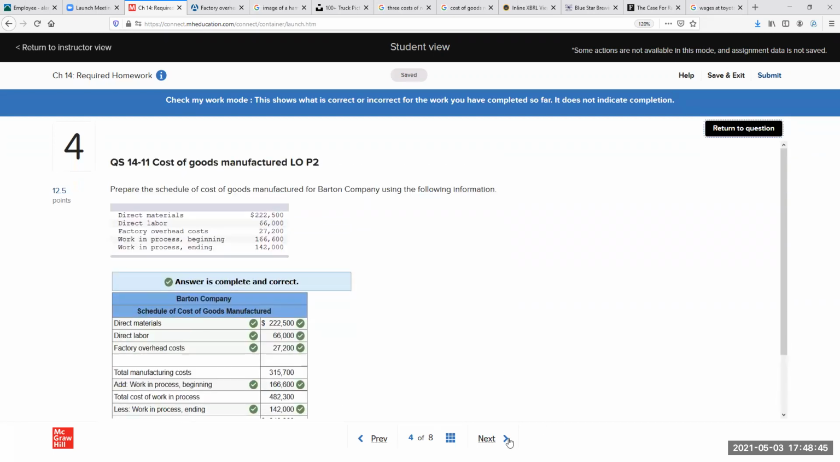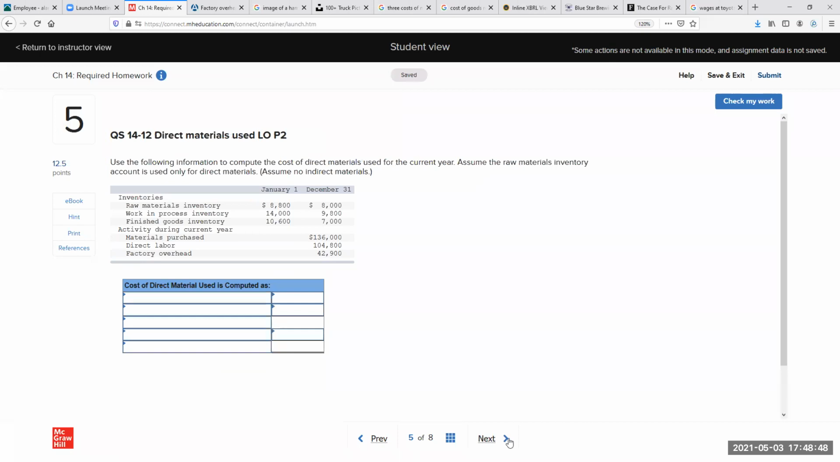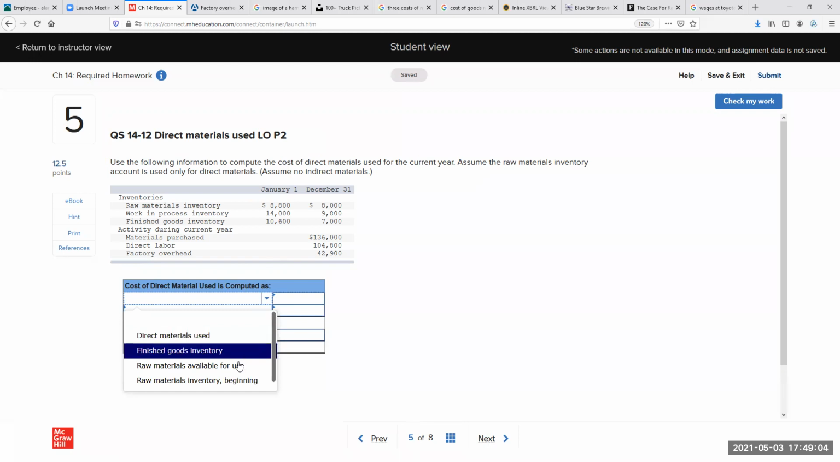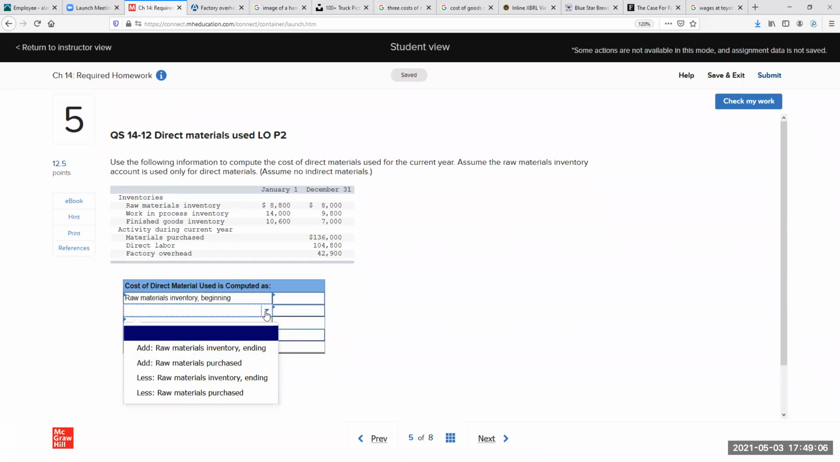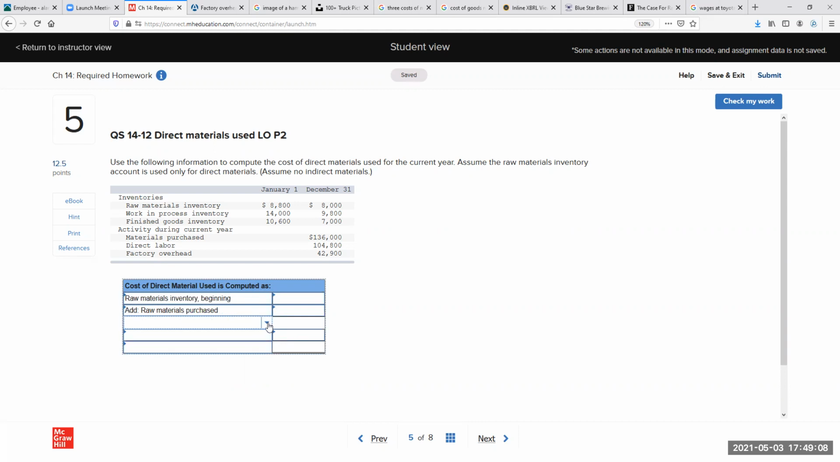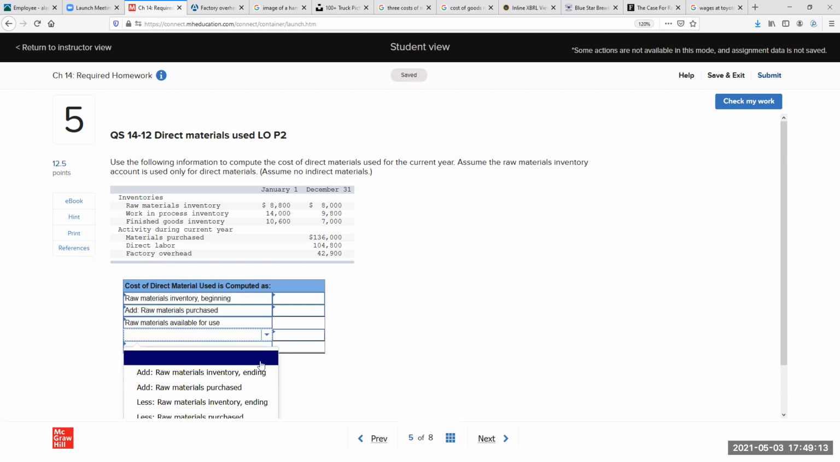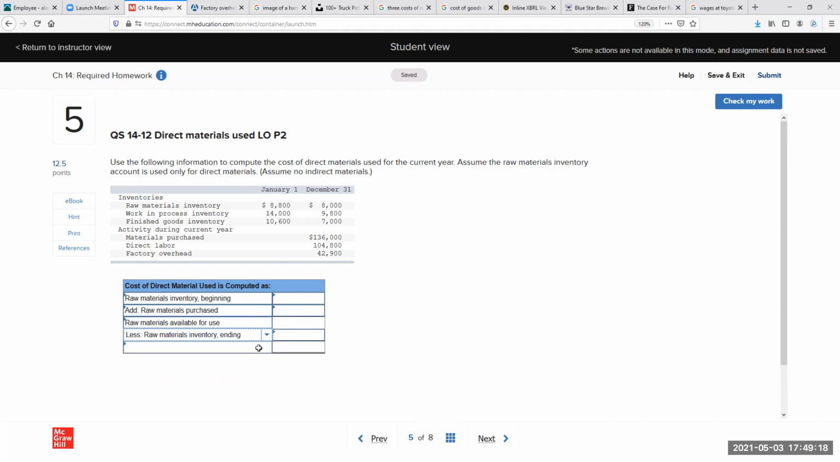All right. Let's try number 5. They want the cost of materials. Well, think about it. If you had so much sugar and you buy more sugar, well, how much do you use? Well, you got to subtract what you have left at the end of the period. So how much materials did you have at the beginning? How much did you buy? That's what you have. Minus what you have at the end. Should tell you what you used.